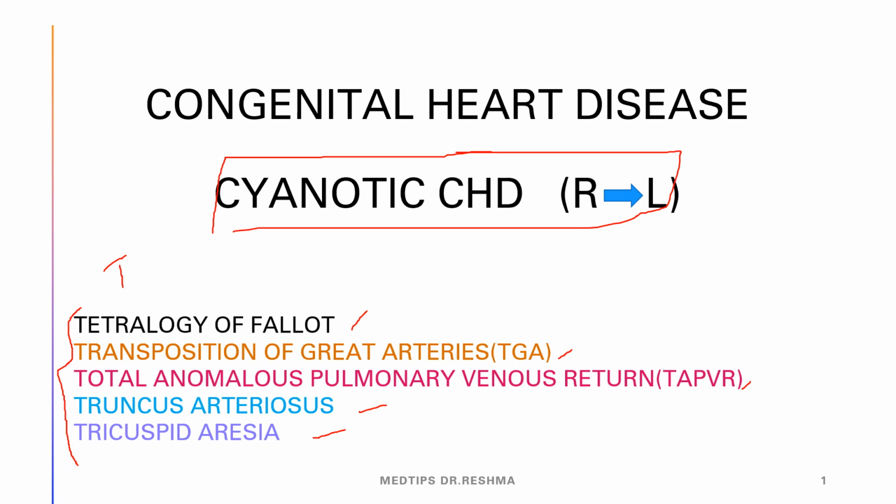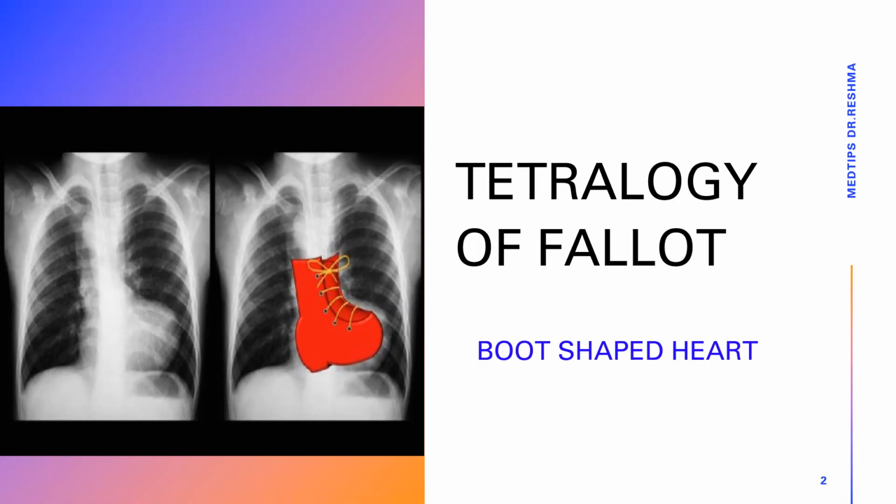Again, there are some more acyanotic congenital heart diseases included in congenital heart disease. But today I will be talking about mostly the conditions and X-ray findings in cyanotic congenital heart disease. So we can discuss this today. Moving on to the first slide, the X-ray finding in tetralogy of Fallot.